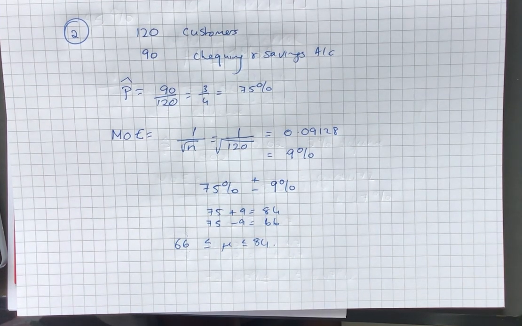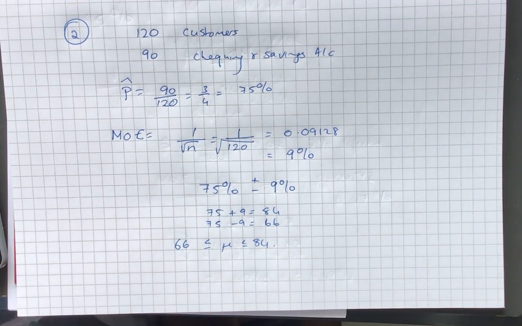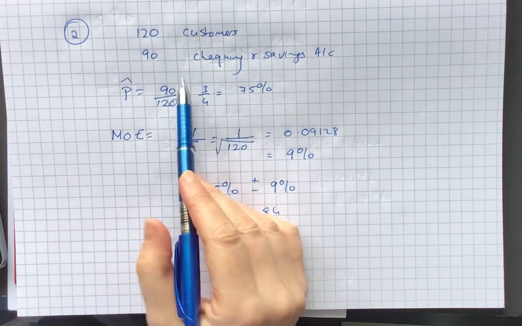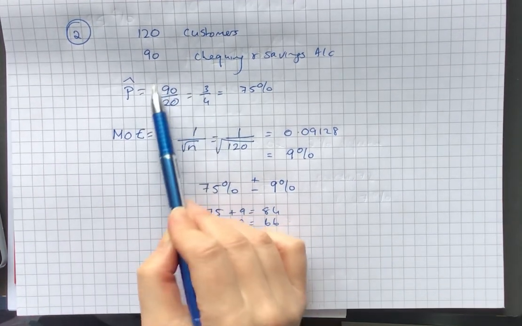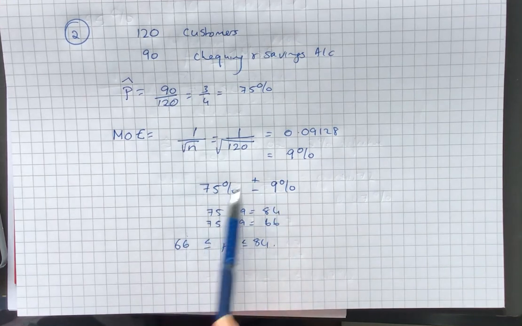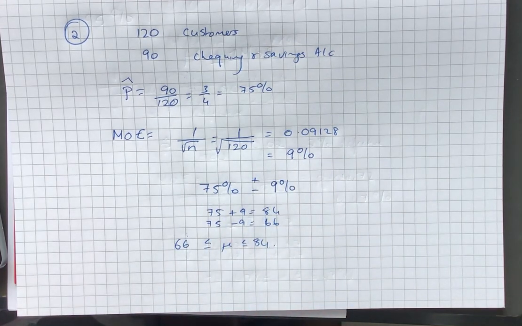Okay, so that's confidence intervals. The empirical rule is a separate topic to confidence intervals. With confidence intervals, you have to find the mean, or the population proportion, and the margin of error, and plus and minus that.